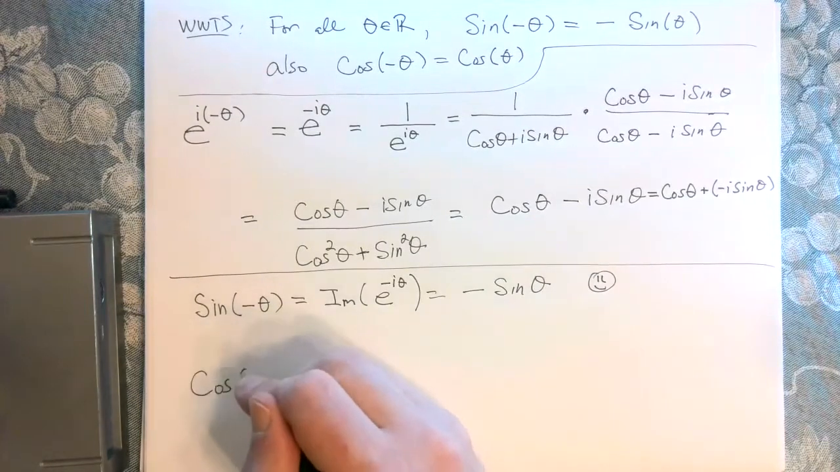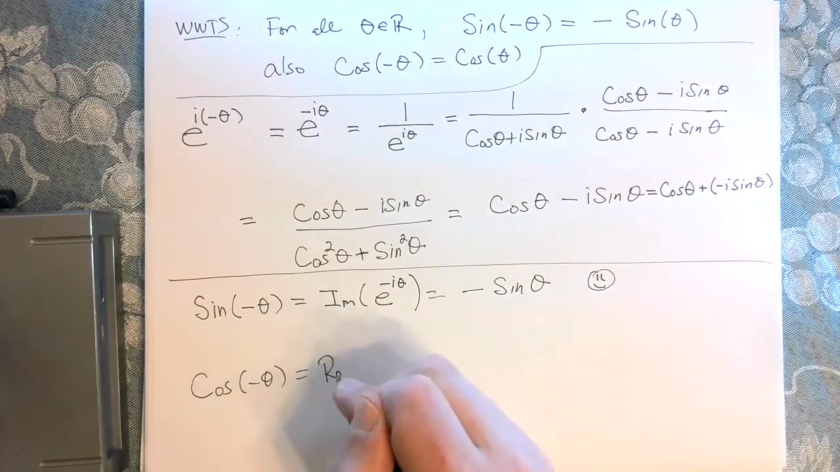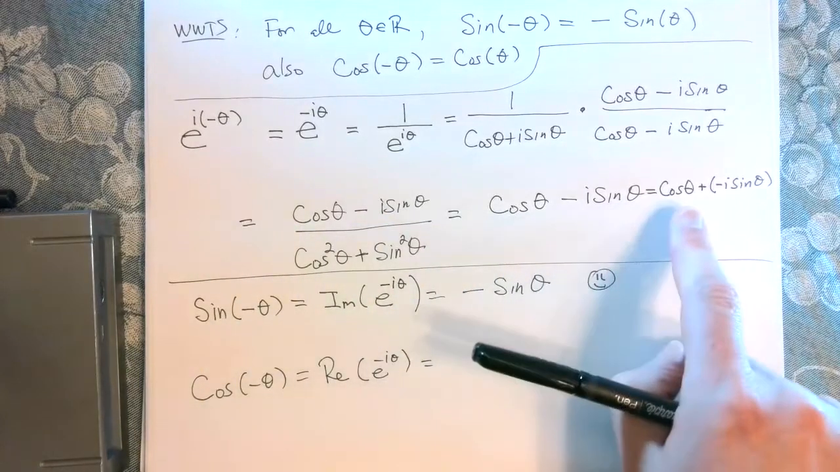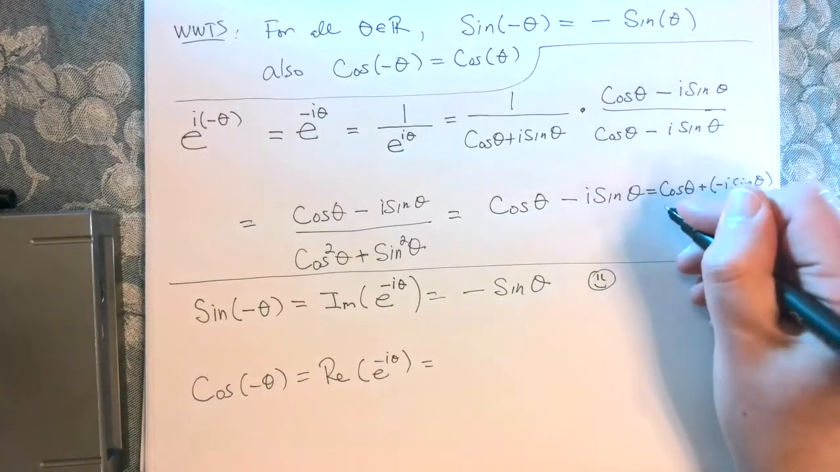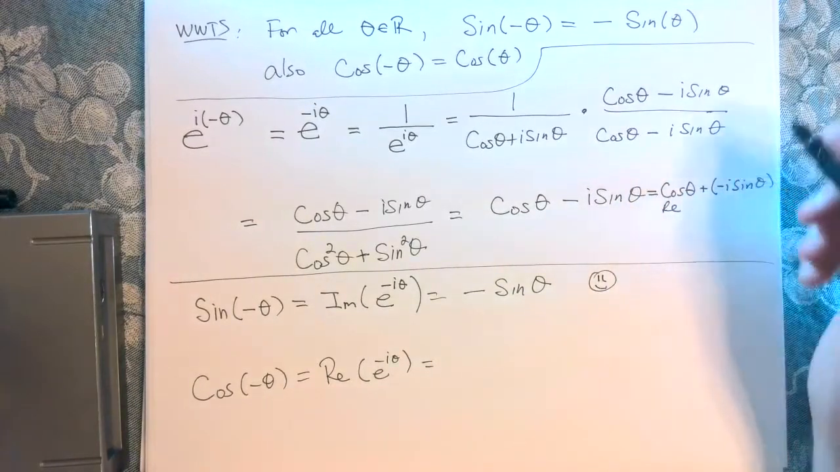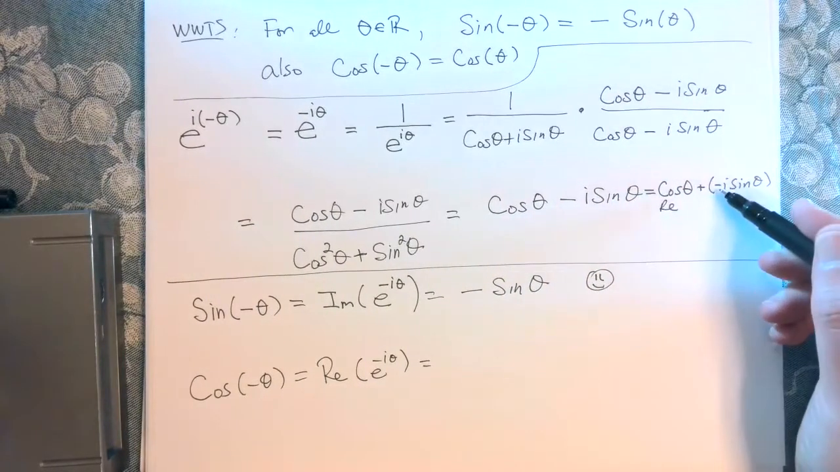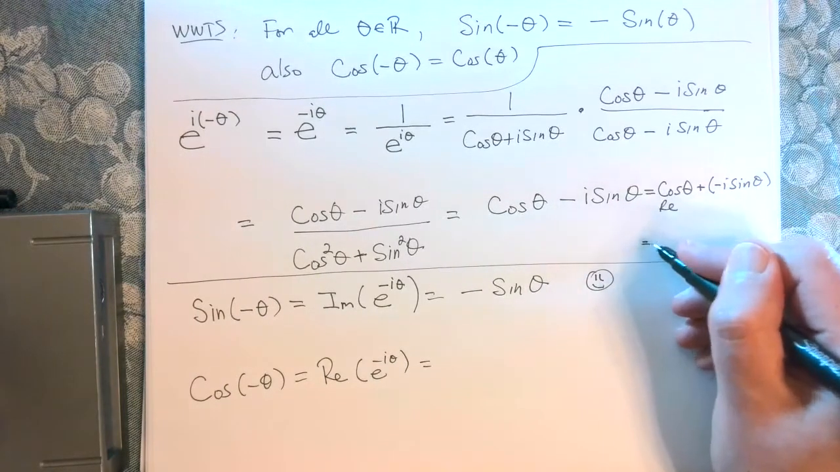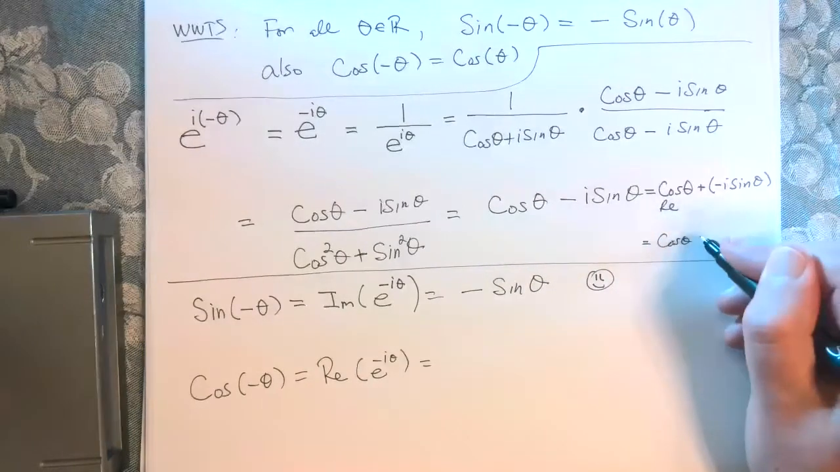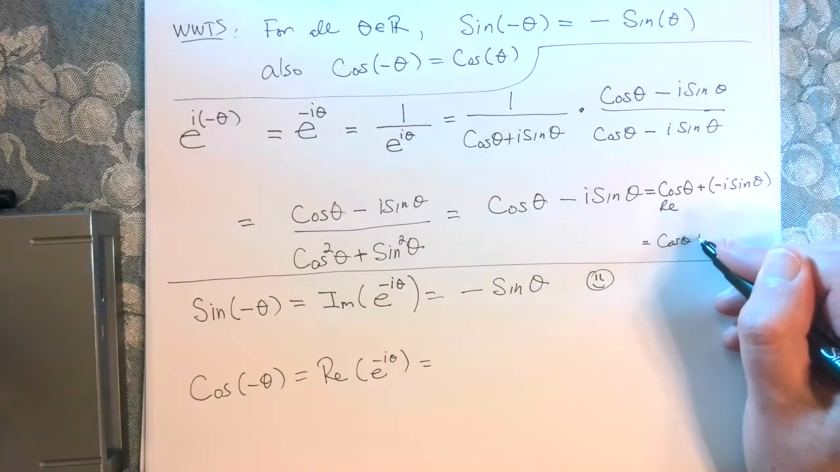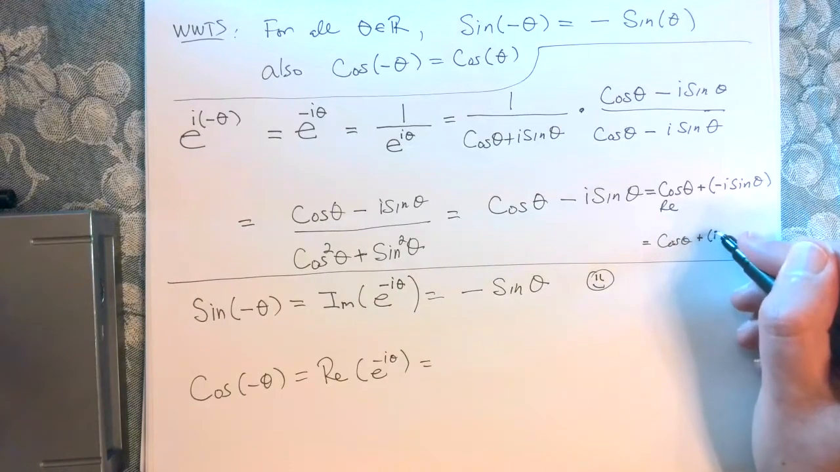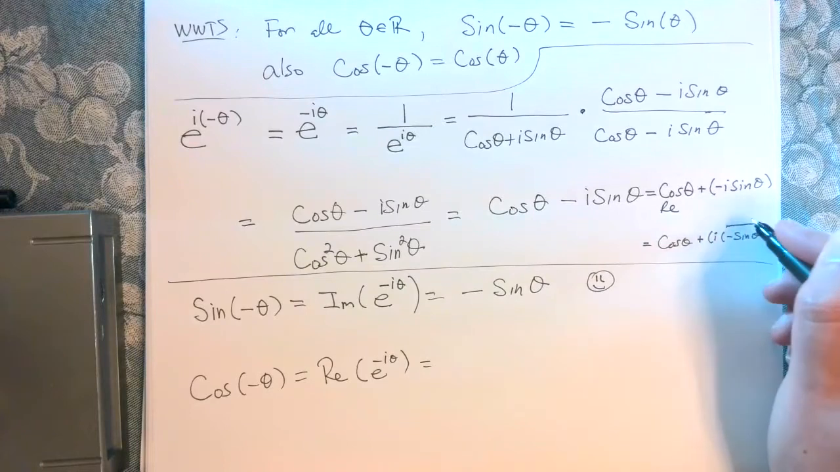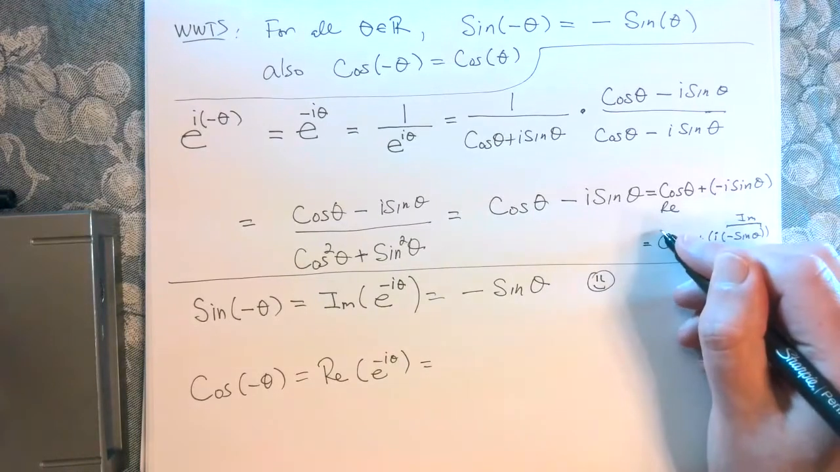And so the cosine of minus theta, well, that of course should be the real part of e to the minus I theta. And the real part of this, so if I look at the terms, well, this is clearly the real part. And this, the minus included, would be the imaginary part. In fact, I could even rewrite this as cosine of theta plus I times minus sine of theta. So then you can really see the imaginary part and the real part.